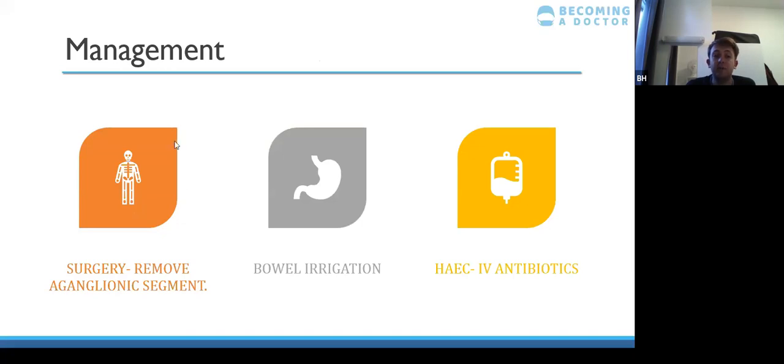The first thing we do in management, as I've said, is always our A to E. Then we want to surgically remove the aganglionic segment. Depending on whether we think they're at risk of Hirschsprung's enterocolitis, we can do bowel irrigation. That's putting saline into the bowel through the rectum to keep it clean and stop the stasis of stool and bacterial overgrowth. In addition, if we're worried about that, we can give IV antibiotics too.